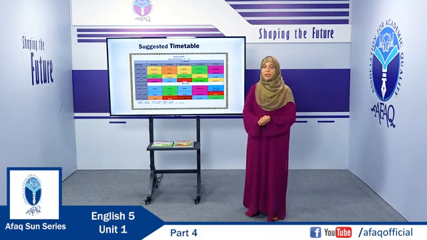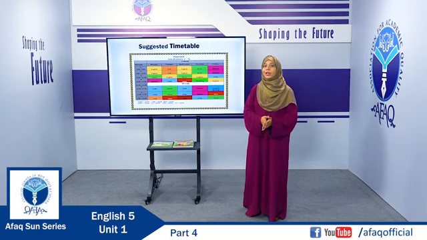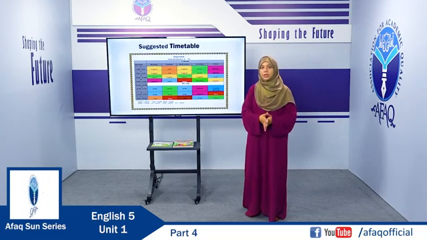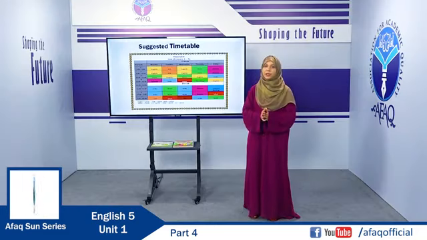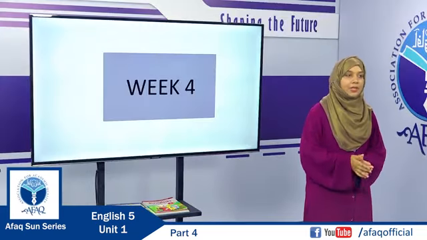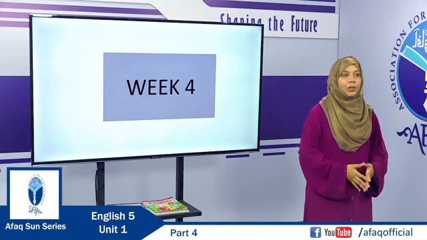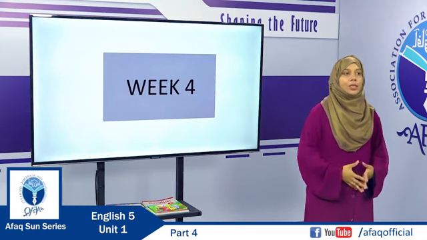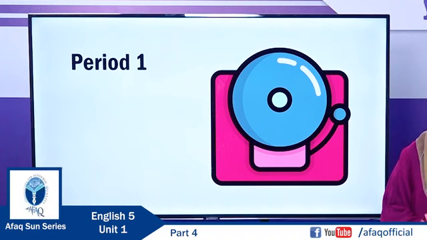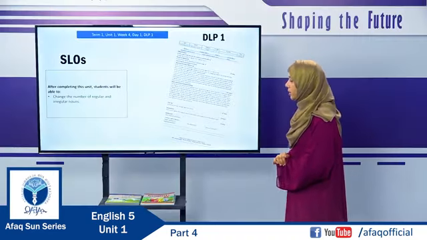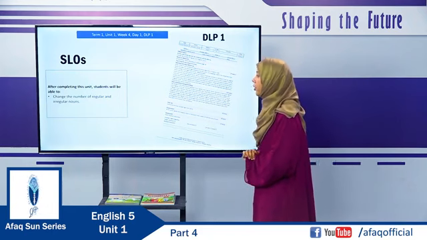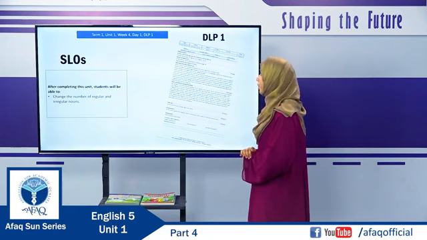For example, in this timetable, you can see that we have allocated 7 periods for English. This allocation of periods to the subject English has been based on the subject weightage and also the academic calendars. Dear audience, now let's start the 4th week of periodic unit 1 of English grade 5. This is the first period of the 4th week. In the first period, the students will be able to change the number of regular and irregular nouns.